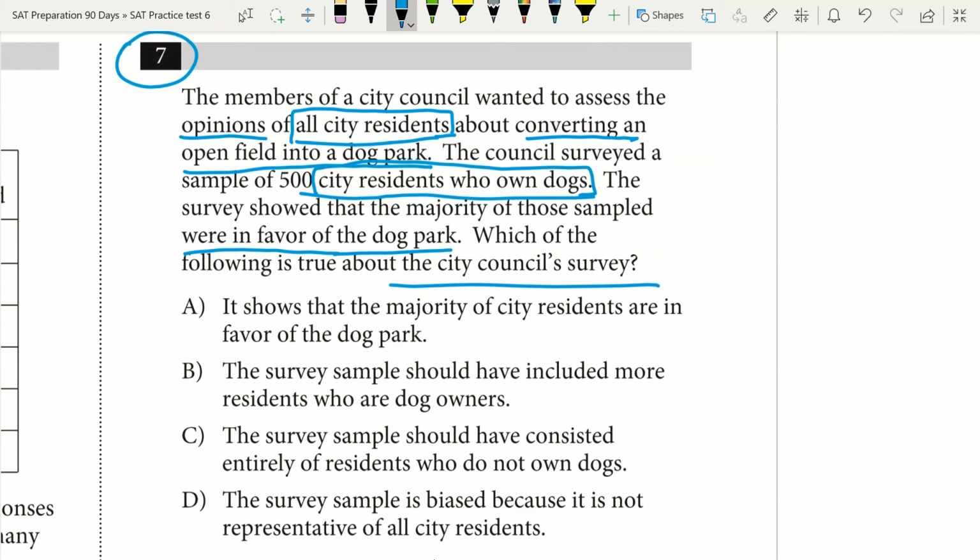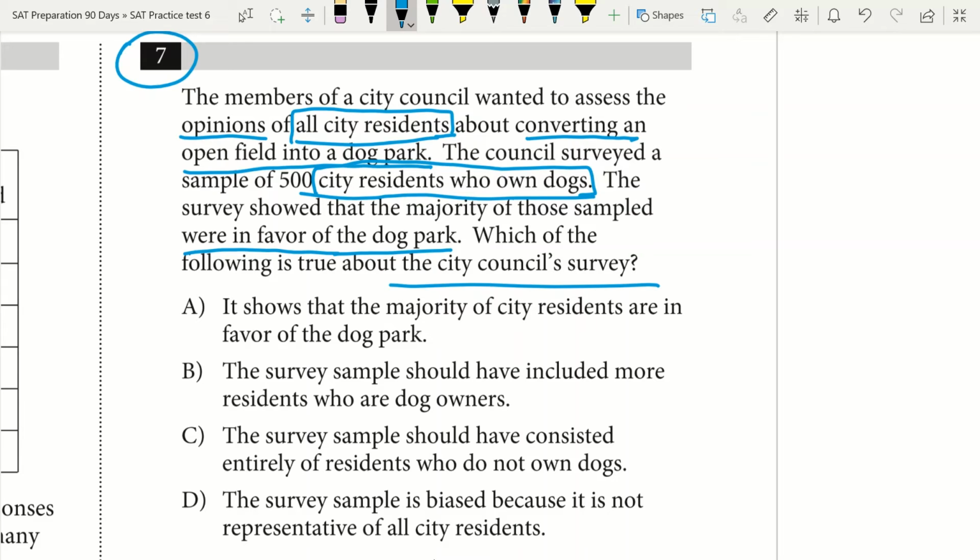So in this case, we're trying to determine whether or not a majority, or basically how many people want an open field converted to a dog park, right? So we can't sample only those who own dogs, because there are people in that city who do not own dogs who may not want it in a dog park. So obviously that is a biased sample.